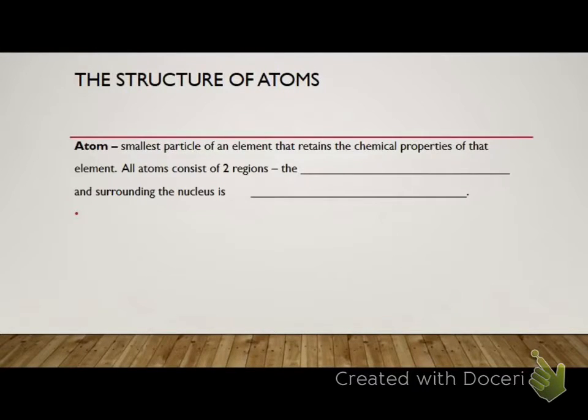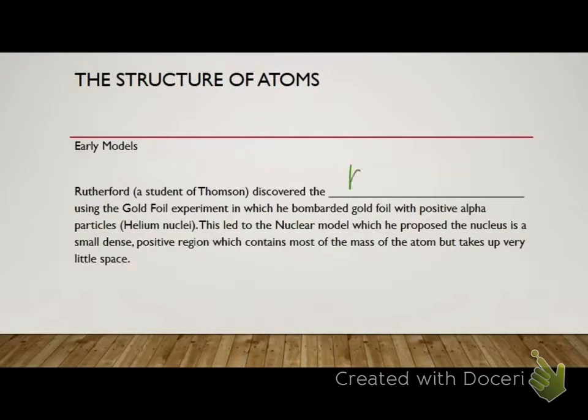Then Rutherford came along, who was a student of Thomson, and he discovered the nucleus. He did this with his famous gold foil experiment, in which he bombarded a thin sheet of gold foil with positive alpha particles, or helium nuclei, and he found that there was a small, dense, positive region.